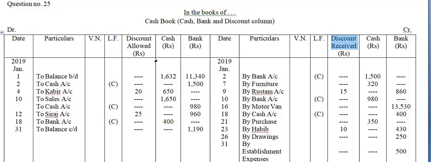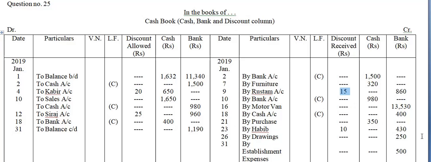So you are having the three columns. It's very simple. Whatever you used to do in the double column cash book, you are doing the same. Cash will be recorded in the cash column, bank related transactions will be recorded towards the bank column, and if it is a contra entry, then you will record the contra entry as it is. And for the discount, you just write the amount of the discount, whether it is discount allowed or discount received.